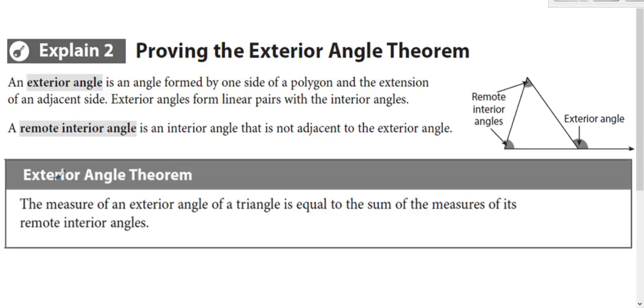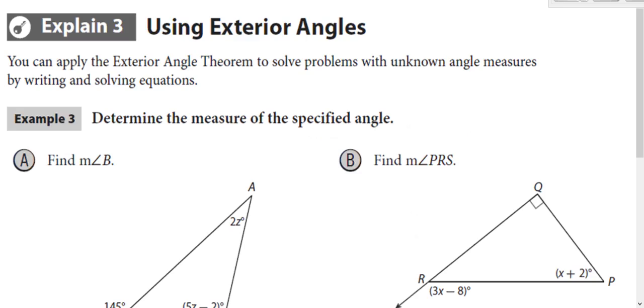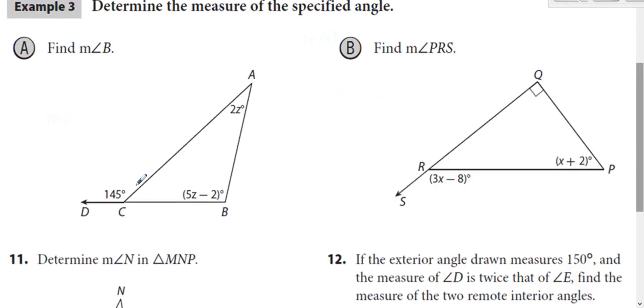So the exterior angle theorem says that the measure of an exterior angle is equal to the sum of the measures of its remote interior angles. So the exterior angle equals the two interiors over there. Not the one right next to it, but the other two. So an exterior angle equals the sum of its remote interior angles.